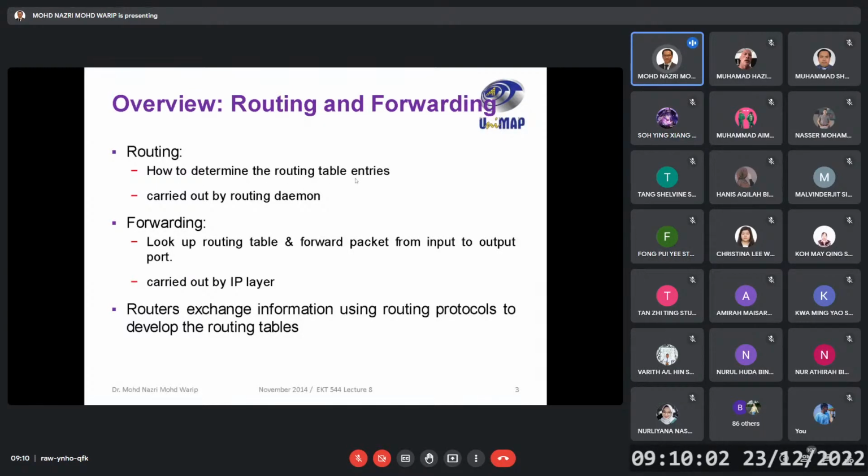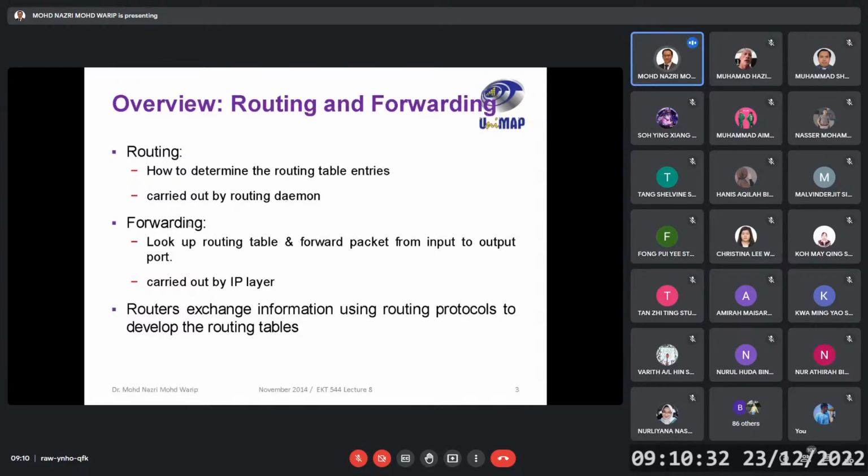How to determine the routing table entry? So you have a routing table. The routing will determine which goes to which. And then routing is also carried out by a routing daemon. Routing daemon means inside the system. It's like an algorithm.